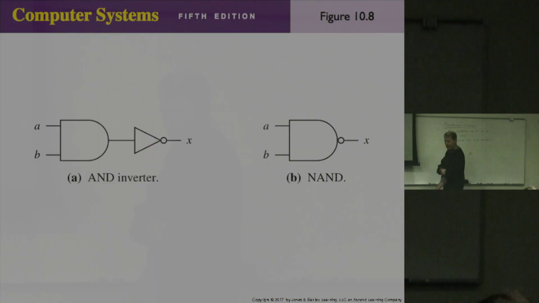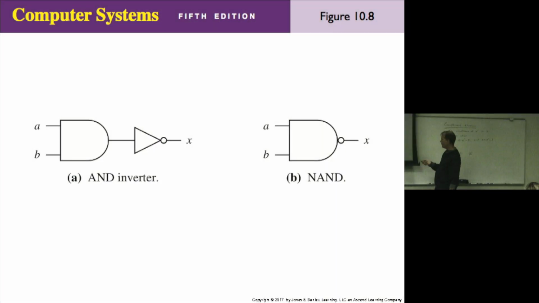Now, furthermore, if you're stranded on a desert island and the only thing you have is an AND gate and an inverter, and you want a NAND gate, you can always hook up your inverter as the output of the AND gate, and that's equivalent to a NAND. Do you see how that works?